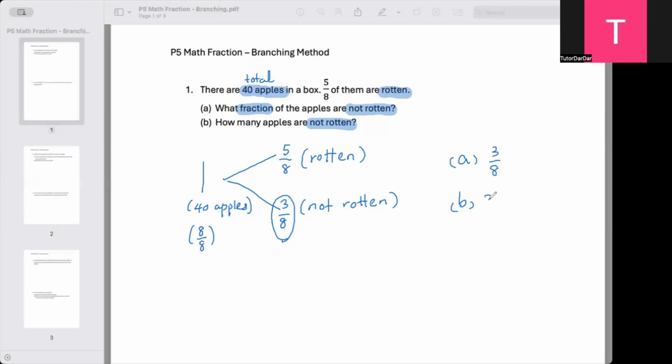So what do we do? 3/8 multiplied by the total apples, which is 40. So 8 divided by 8 is 1. 40 divided by 8 is 5. So 3 times 5, we get 15. So answer for A is 3/8. Answer for B is 15.